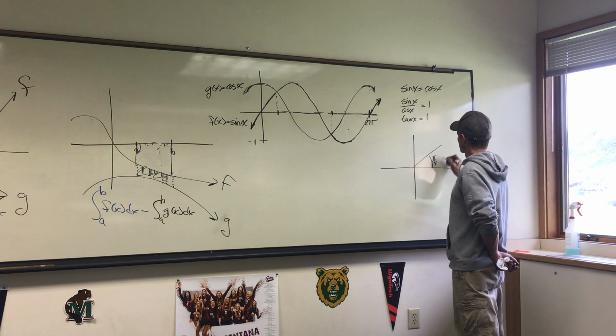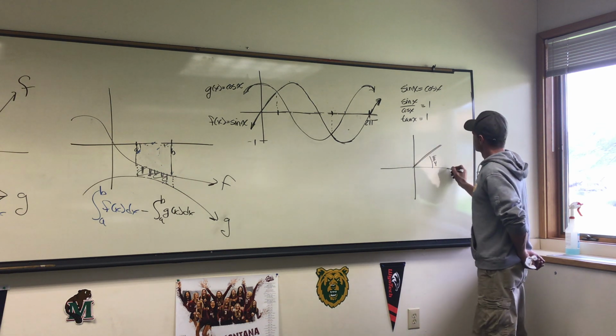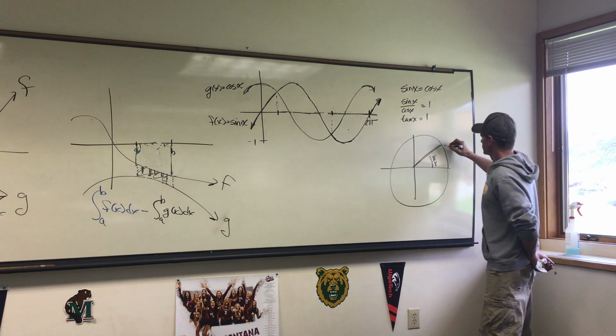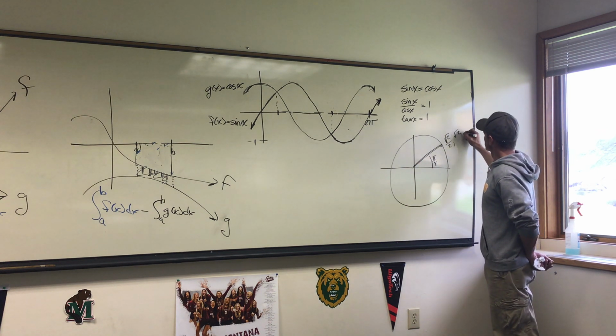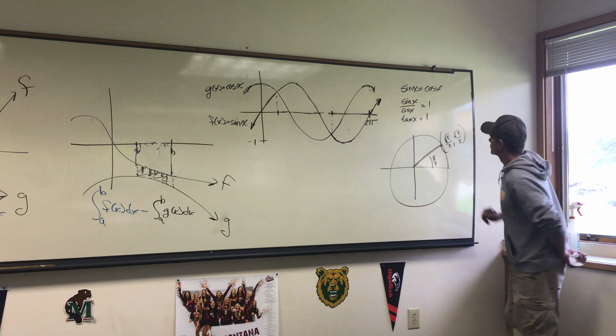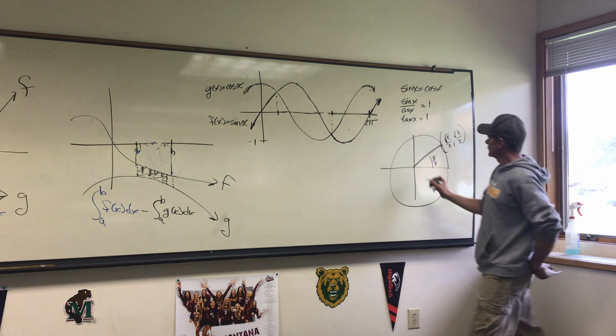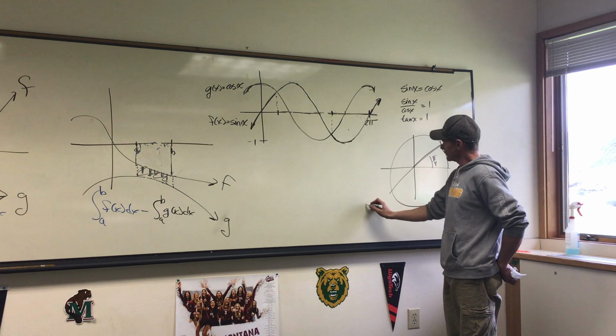Right at pi over 4, huh? That's a nice unit circle. And also where? Right here, at 5 pi over 4.